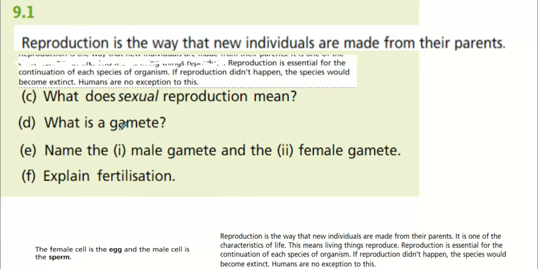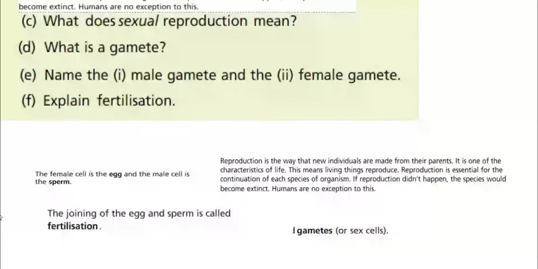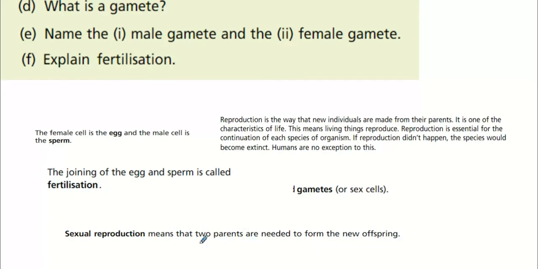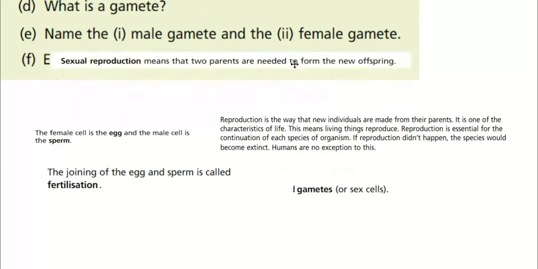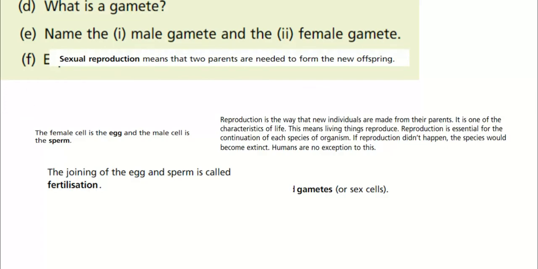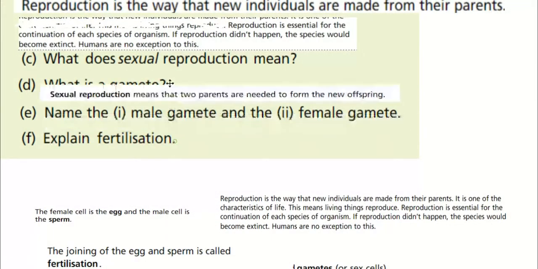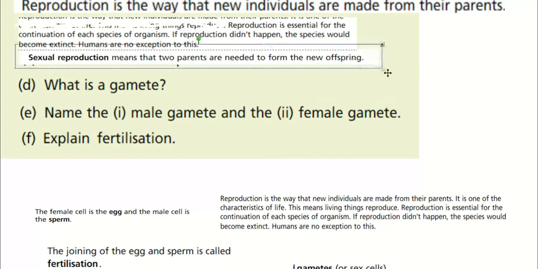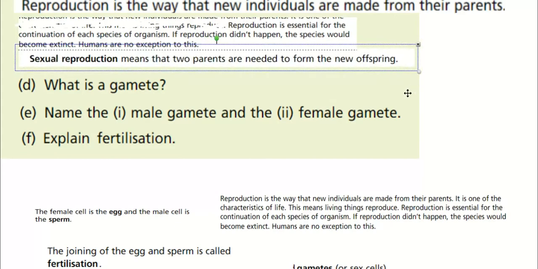What does sexual reproduction mean? Sexual reproduction means that two parents are needed to form the offspring, not just one offspring, but the offspring. So that's the answer to part C. Sexual reproduction means the two parents are needed to form the new offspring.